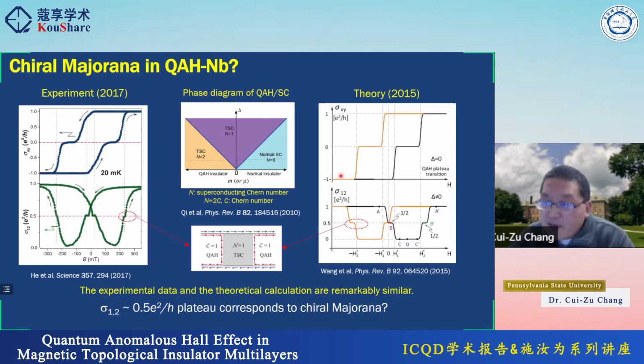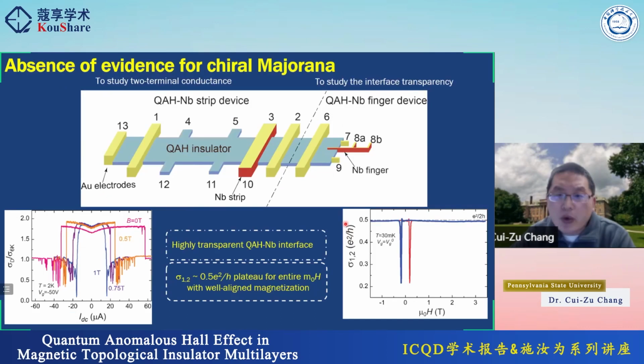So we ask whether this half quantized plateau is indeed induced by the formation of the chiral Majorana. My group also did this experiment. This is our device, and this device includes two parts. The left part is the nanobeam strip, just as in the theoretical prediction and the prior experiment, and its width is about 20 micrometers. And the right is what we call the quantum anomalous Hall nanobeam finger device, and the width is 200 nanometers.